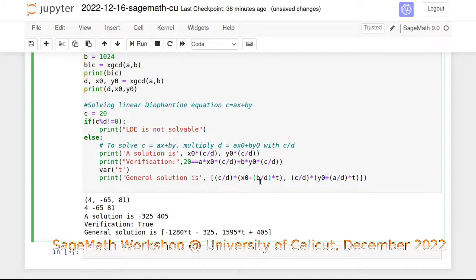Ax plus by is equal to c to be this. This is the general solution. Means for various values of t, you will be getting different possibilities. Let me just revise the Google document. Done.